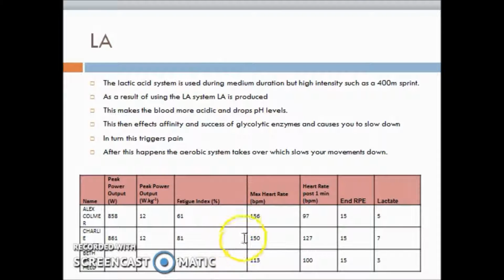So let's take a look at Charlie White, for example. Charlie White has a lactate of 7, which is actually very high. That's causing fatigue index to be 81%. However, looking at Beth, for example, she has a lactate of 3, and as a result, her fatigue index is lower. However, the odd result is Alex. Alex has a lactate of 5, so it should roughly be between 72 and 81, if the results are correct. But it's actually at 61%. This could actually be down to the muscle fibers he has, and he has the right muscle fibers for the exercise, the Wingate.